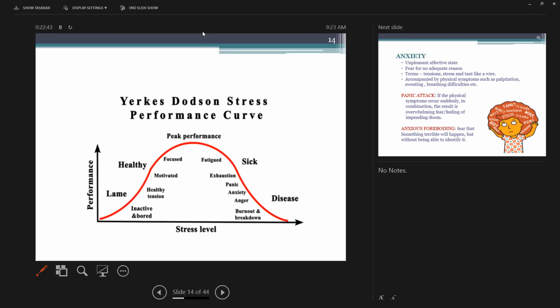The point at which normal stress turns into abnormal stress is determined by the social support we get, or by the personality of the individual, or by the duration of the stress, or by the severity of the stress. So what is the difference between mood, emotion, and activity?